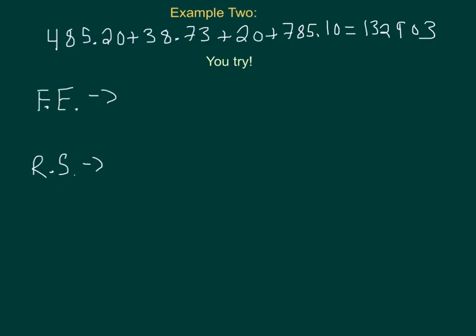So example 2, we've got a bit more here. We have 485.20 plus 38.73 plus 20 plus 785.10 equals, and we've got our 6 numbers there. I again want to know where is that decimal going to fall in that number. So I would like you to try using front end estimation here and relative size. So go ahead, you can pause this video, try it yourself, and then hit play when you're finished to see how your answer matches up, and then you can adjust if you need to.